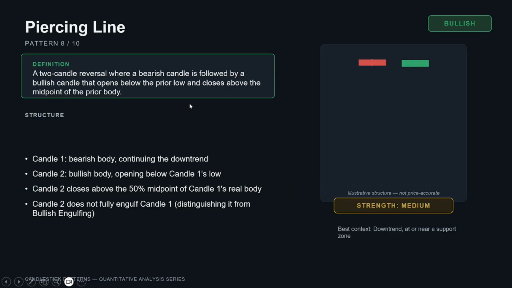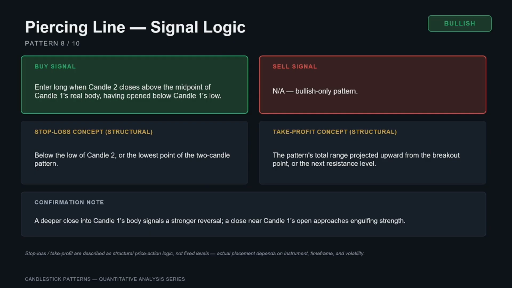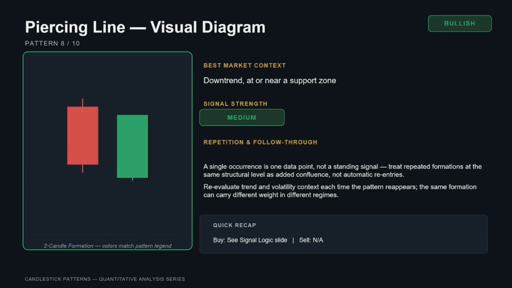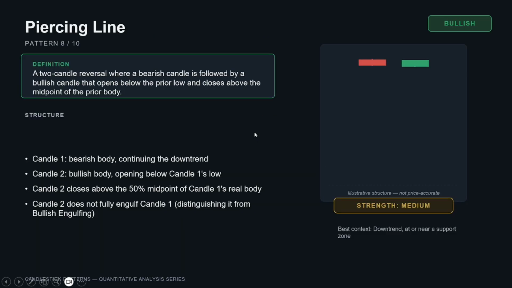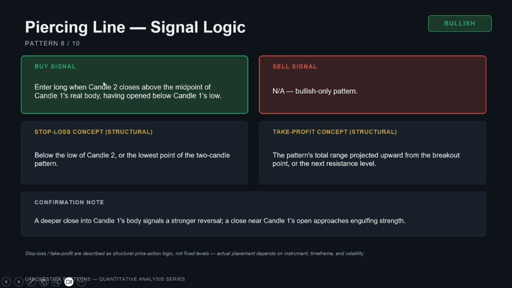Pattern 8, piercing line. 2 candle reversal: a bearish candle followed by a bullish candle opening below the prior low and closing above the 50% midpoint of the prior body. Does not fully engulf. Best context: downtrend near support. Signal strength: medium. Signal logic: enter long when candle 2 closes above the midpoint of candle 1's real body, having opened below candle 1's low.